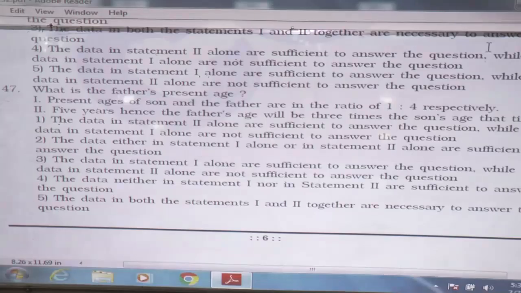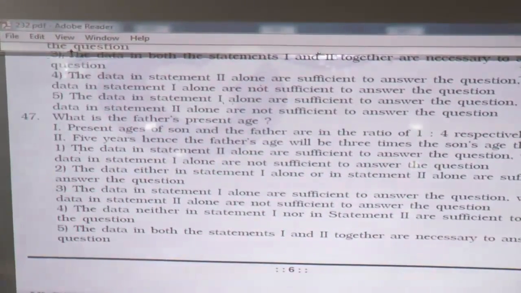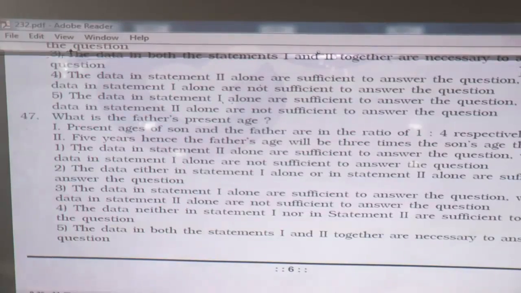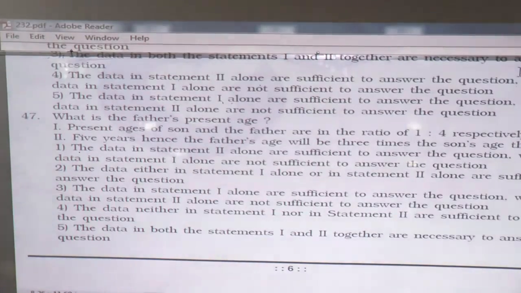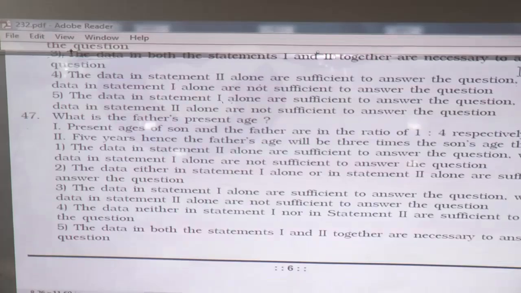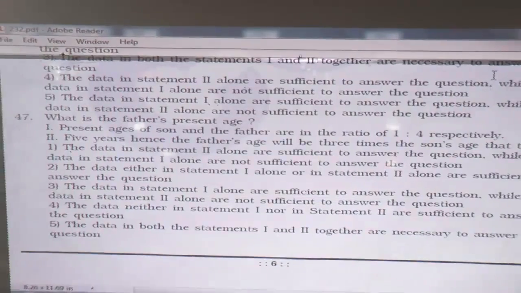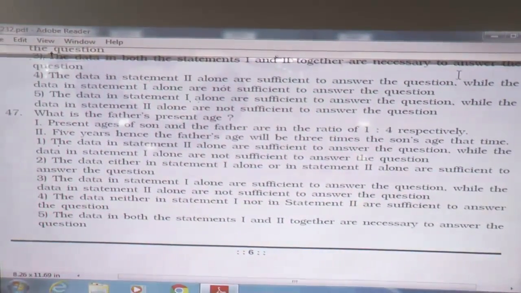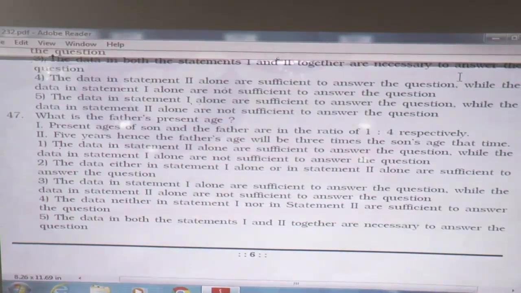Next, 47. What is the father's age? The ages of son and the father are in the ratio 1:4 respectively. Will you get the answer? No. 5 years hence the father's age will be 3 times the son's age at that time. Using 2 alone, will you get the answer? No. Using 1 and 2? Yes. Need not calculate, you just need to confirm. When you have 2 ratios in 2 different states, present or past or future, whatever, you can get your answer. 1 and 2 will give you the answer.